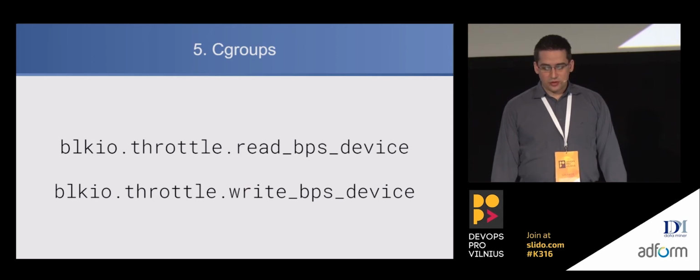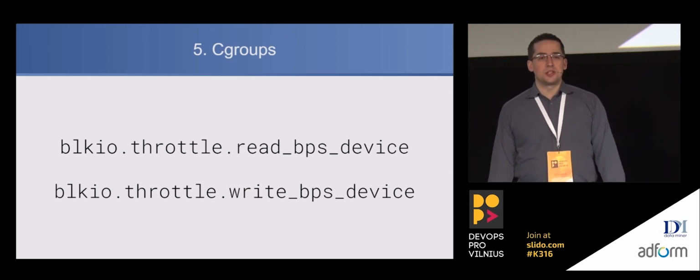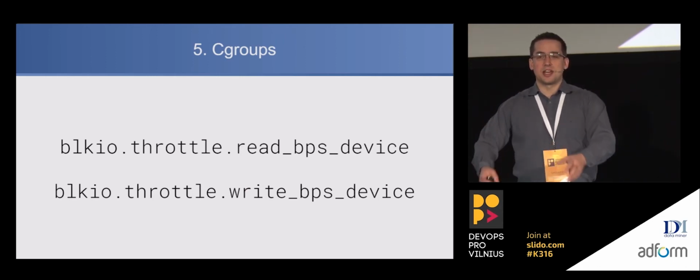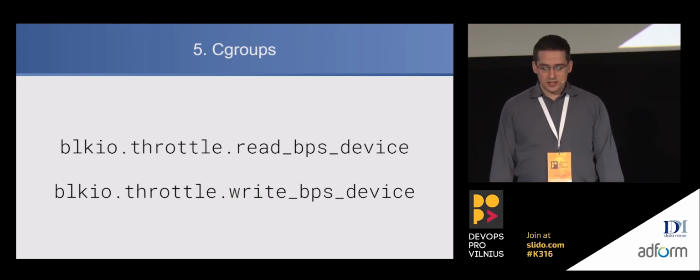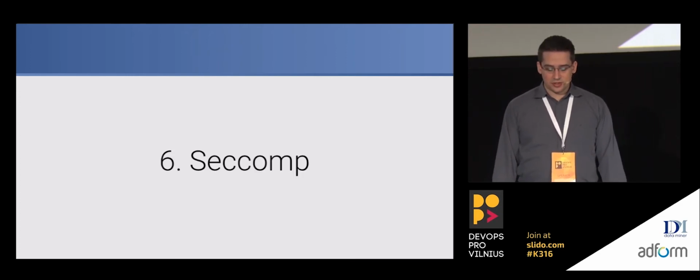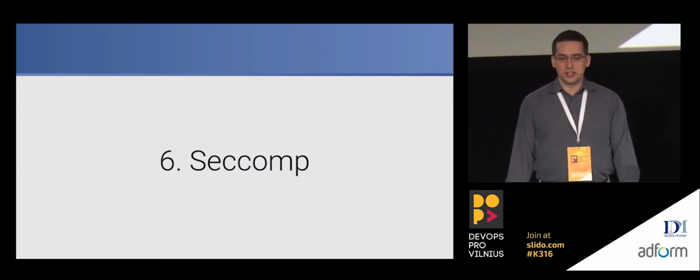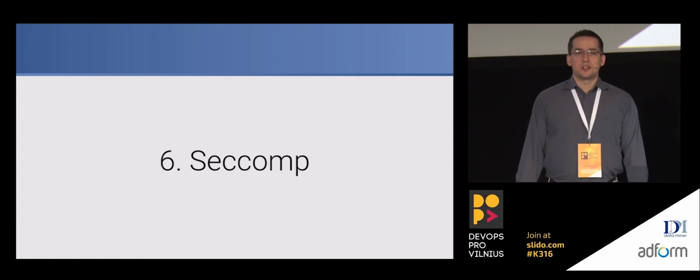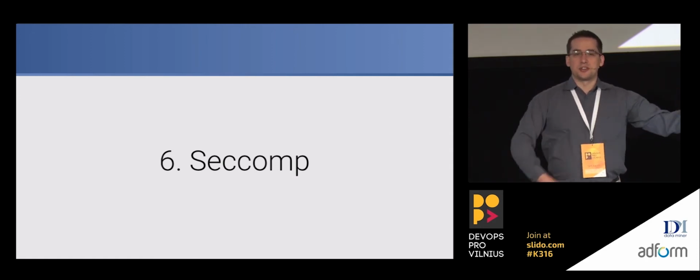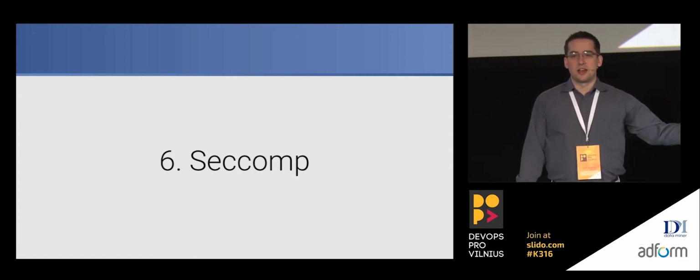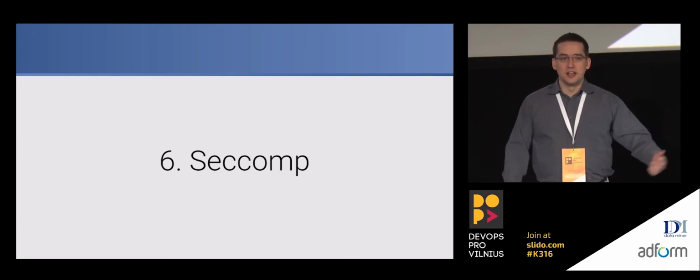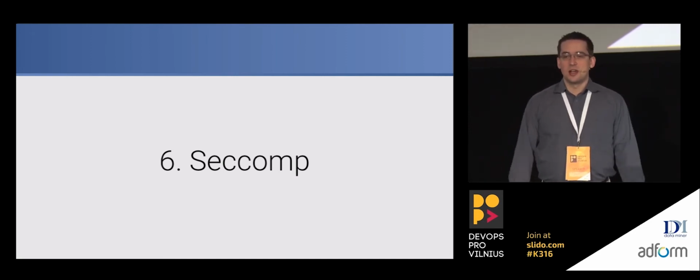Then we have BLK IO, which means how much bandwidth it is going to get towards the disk. In this case, it's in bytes per second, and you have the same for IO per second. Okay, last one on the list is seccomp. You notice we did all this other stuff, like limiting how much bandwidth it has towards the disk, what it can access, etc. We didn't do one thing.